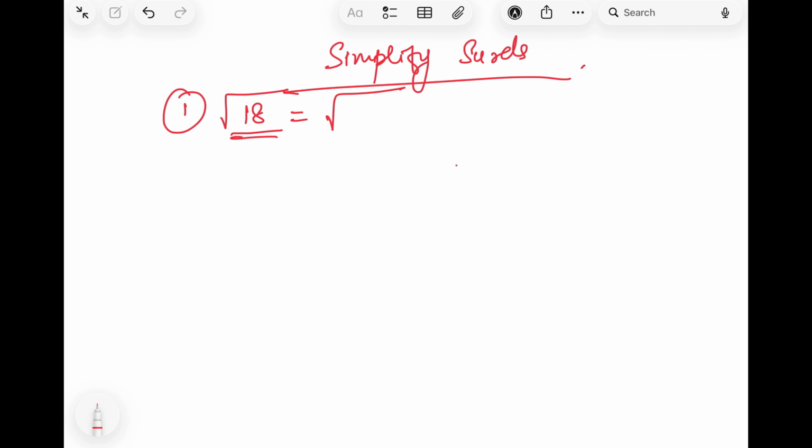So I'll write root 2 into 9. That means 18 can be written as 2 9s, right? Now square root of 2 is not possible. But is square root of 9 possible? Yes. Square root of 9 is 3. So I write root 2 into root 9. Because previously we saw the multiplication rule, right? When there is a surd and we have two factors, we write them under one root. So I am just using the reverse of that.